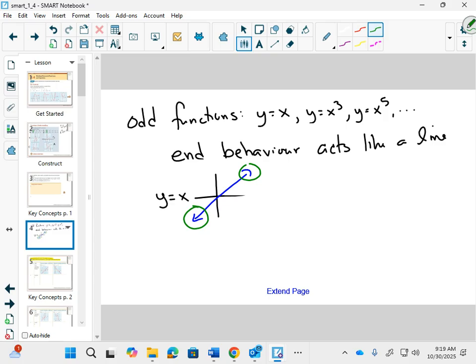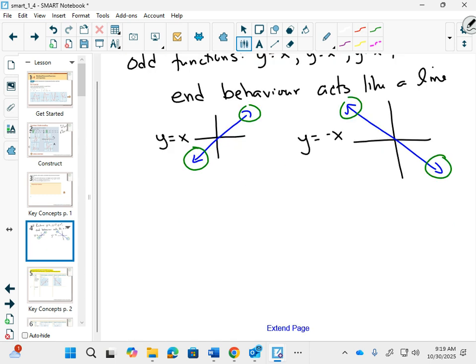If your leading coefficient was negative, think about a line with a negative slope, it would go down from left to right, and your end behavior would be like this. So an x to the cube graph is going to start at the same place as a line. There's just more squiggles and things happening in between that we've got to figure out.